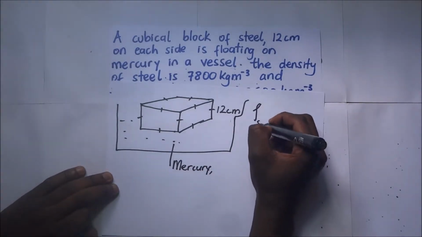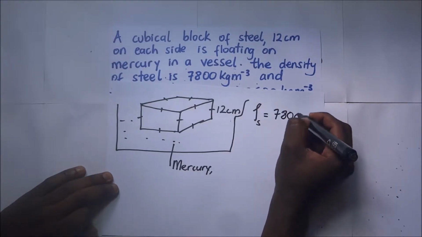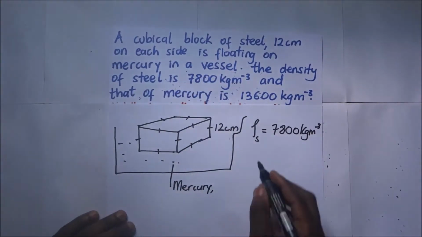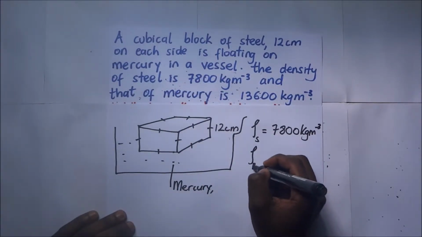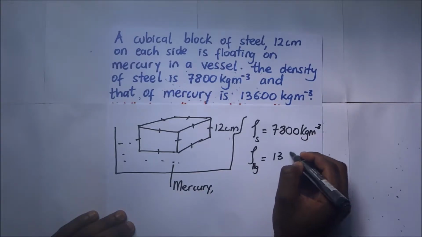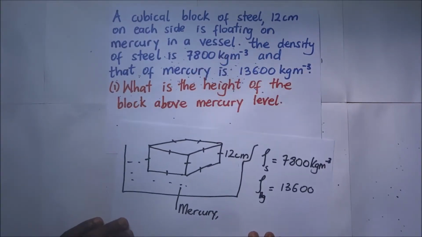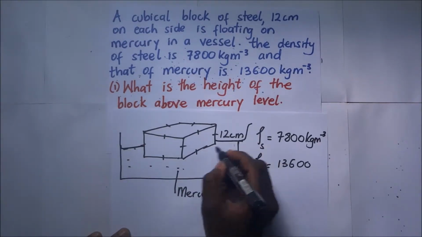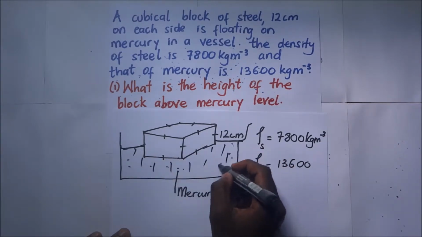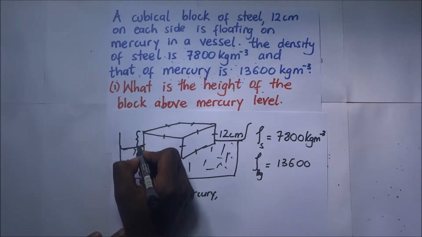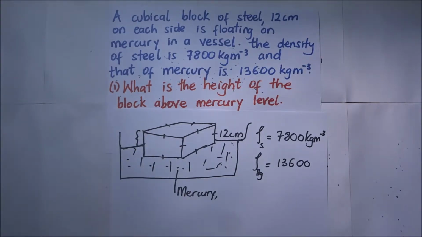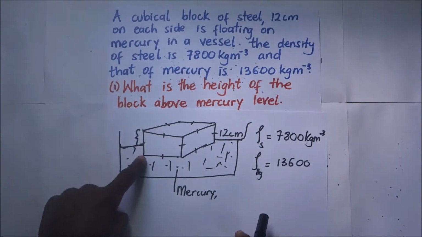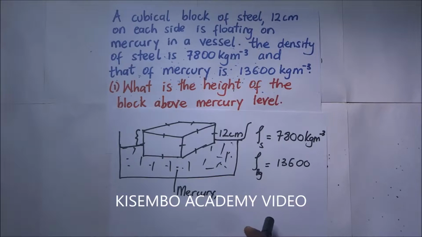Now the density of steel is 7,800 kilograms per meter cubed, and that of mercury is 13,600. What is the height of the block above the mercury? So let's say this is where the mercury cuts. All this is mercury. The question requires us to find the height of the block above the mercury level. Of course, for us to be able to find the height of the block above the mercury level, we need to know the height of the block that is embedded within the mercury level.